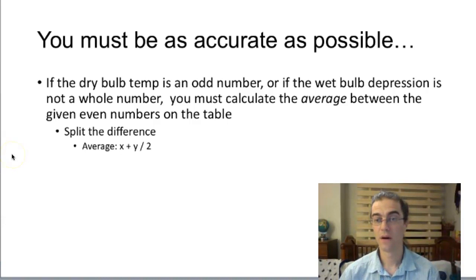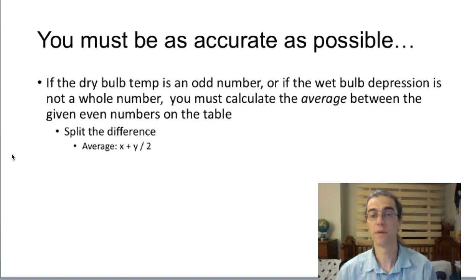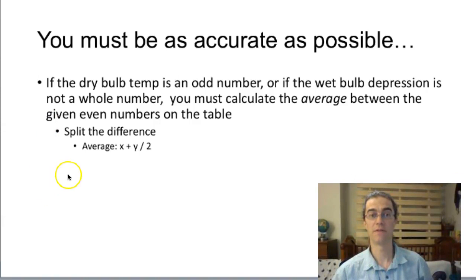Okay, and the reminder here is to be as accurate as possible. If the dry bulb temp is an odd number, or if the wet bulb depression is not a whole number, you must calculate the average between the given numbers on the table. Okay, and the splitting of the difference, so to speak. The average, x plus y divided by 2.